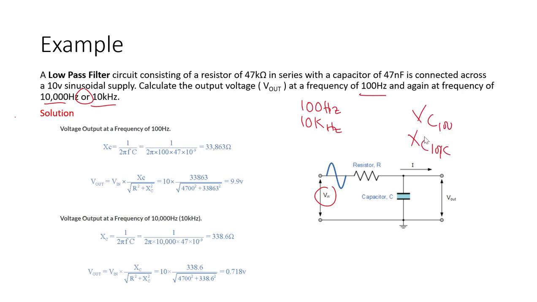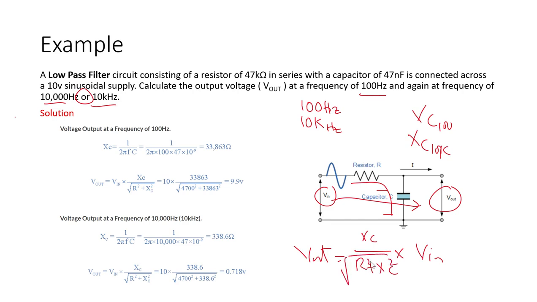So how did we calculate that? For that, let's check first what this output is. This output is a component of this input. We can calculate this output by dividing this XC by R plus XC and then multiplying by Vin. So this is our V out. Now this is in phasor magnitude form, so with squares as well.